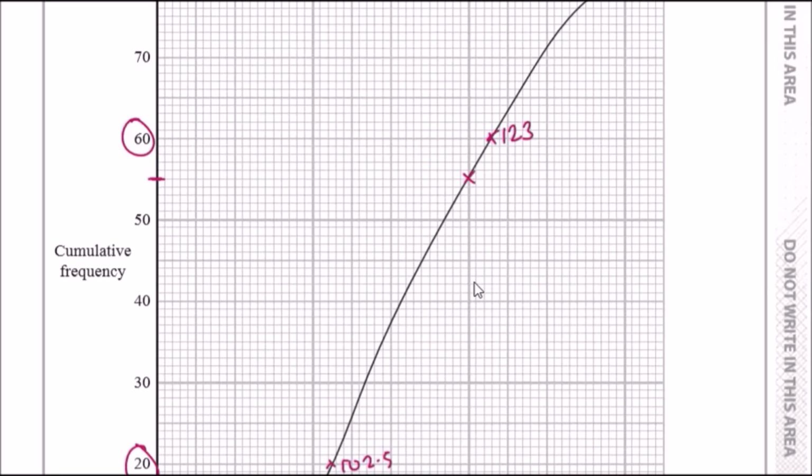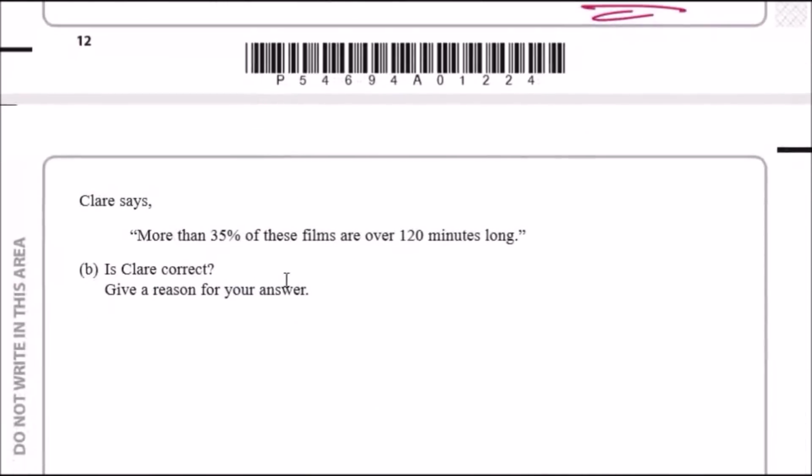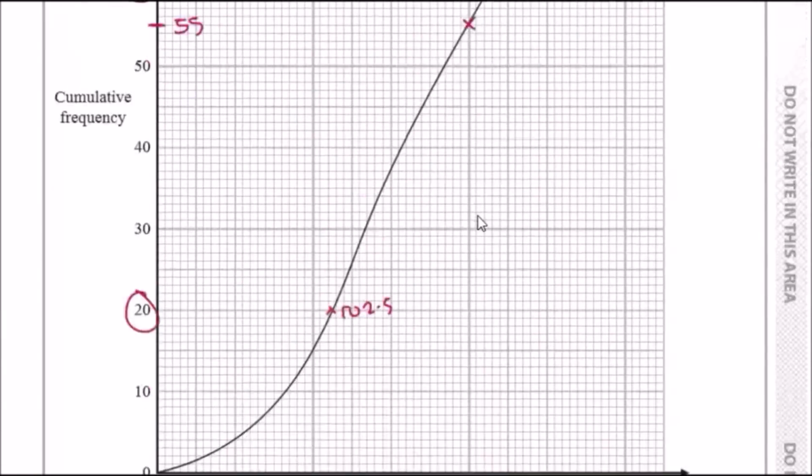And what's that? I think it's in the middle of 15, 60, isn't it? So we got 1, 2, 3, 4, 5. So this tells us that up to 55 films have a length of 120 minutes. But we care about over 120 minutes. So we're talking about after it.